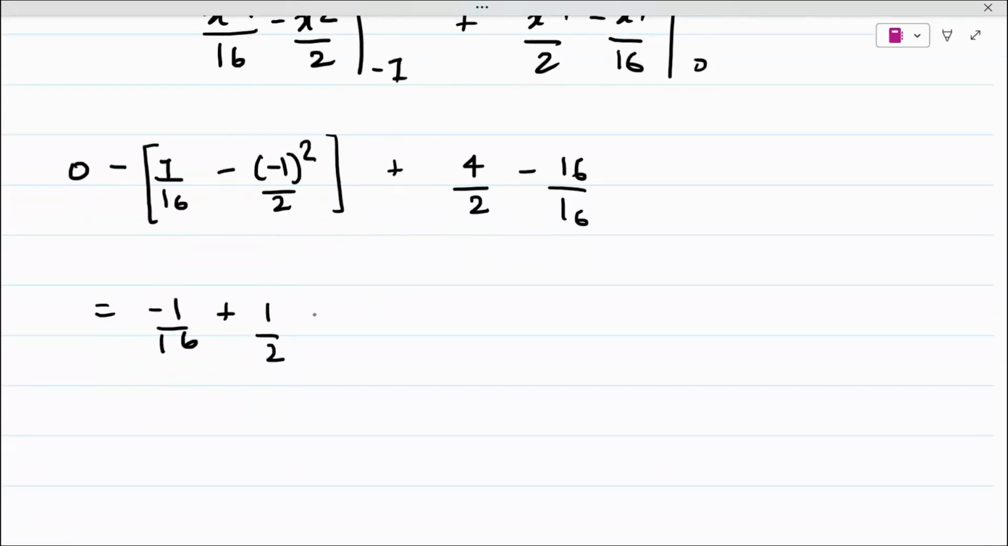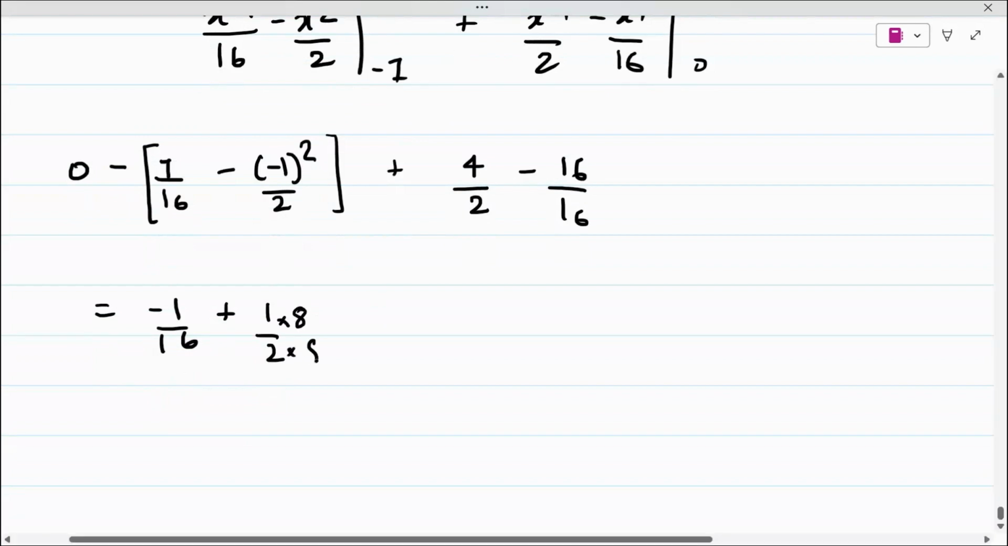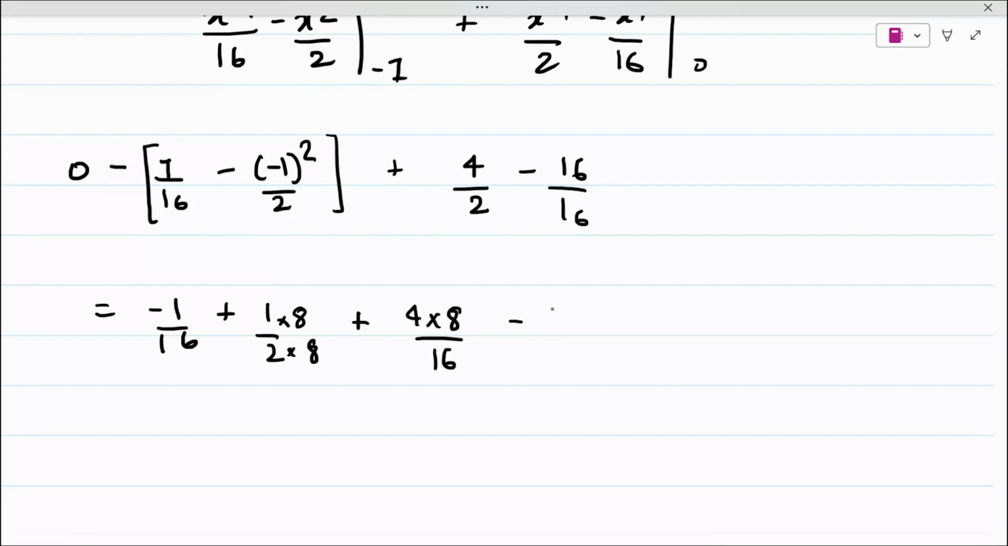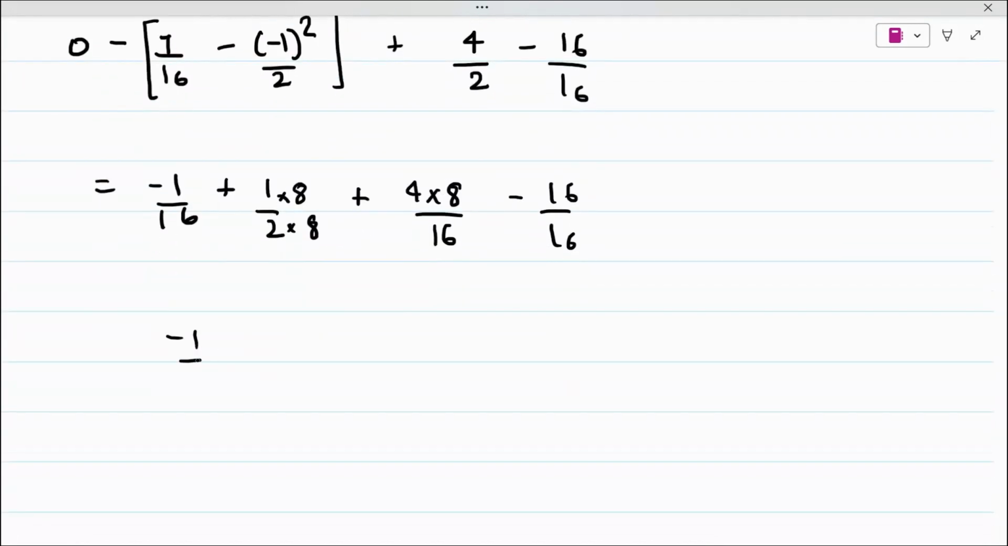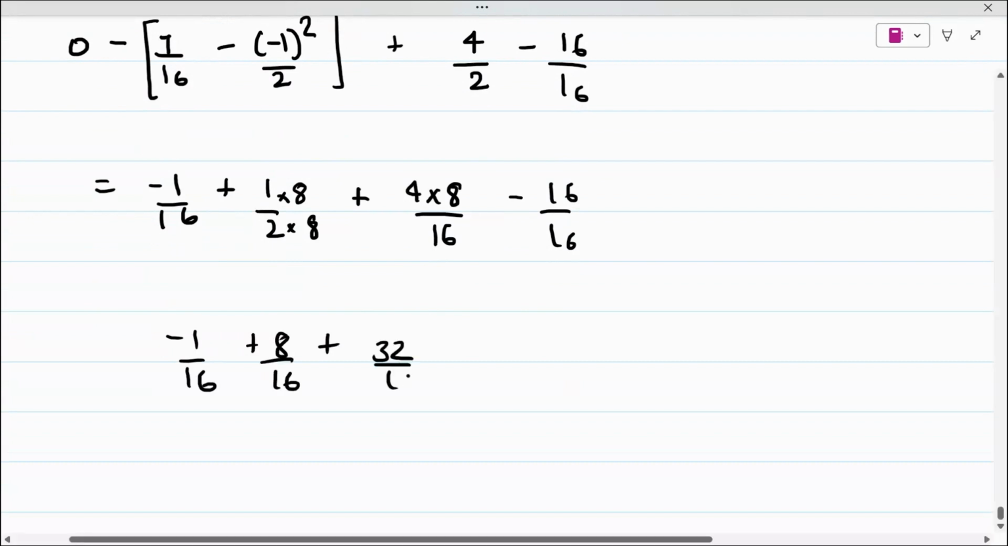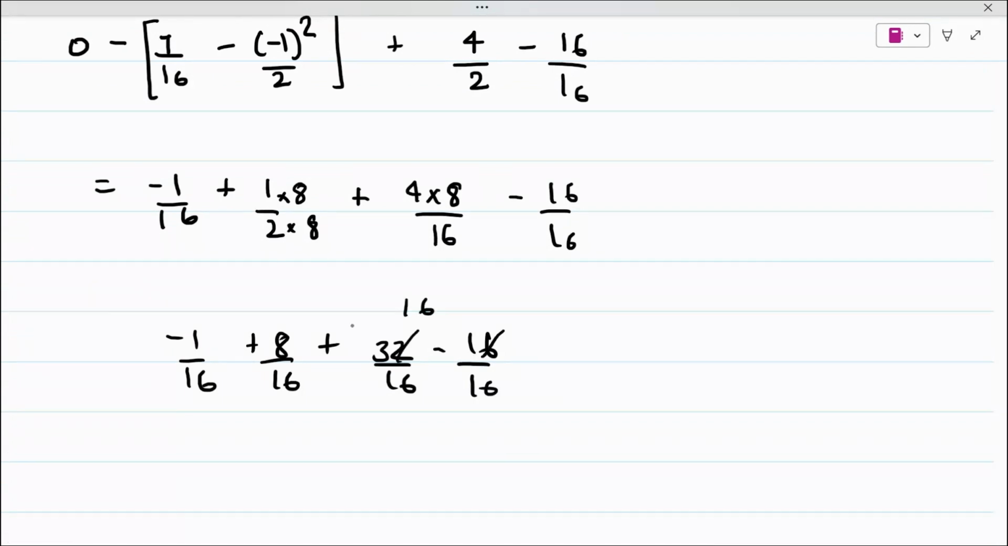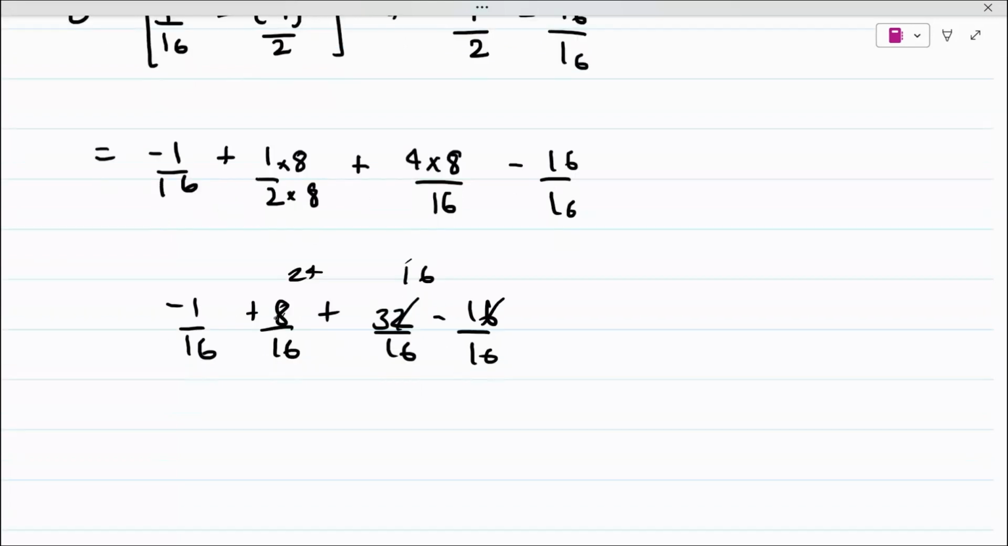And we make this into the common denominator. So this becomes 8, this becomes 8, this becomes 4 into 8, this becomes 16, and 16 by 16. You get minus 1 by 16 plus 8 by 16 plus 32 by 16 minus 16 by 16. This is 16. This is 24.